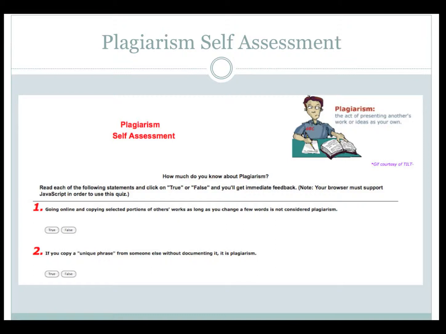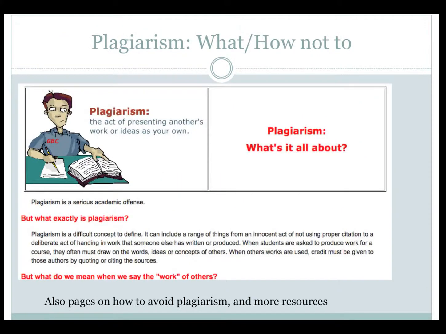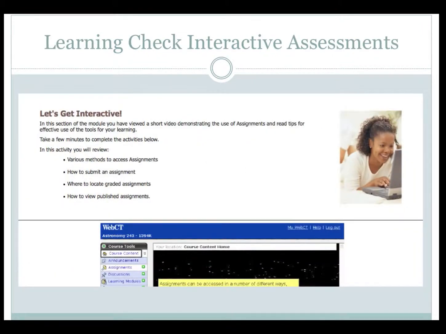A section on plagiarism that I previously created is included. Students complete an interactive self-assessment about plagiarism to see what they know. Then, a couple of pages explain what plagiarism is and how to avoid it. More resources to help with documentation are also given. An embedded activity has students work through assessment tools in a simulated course.